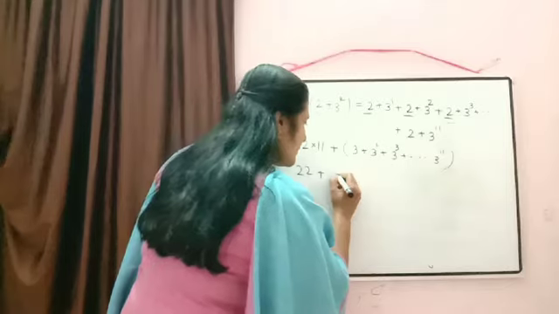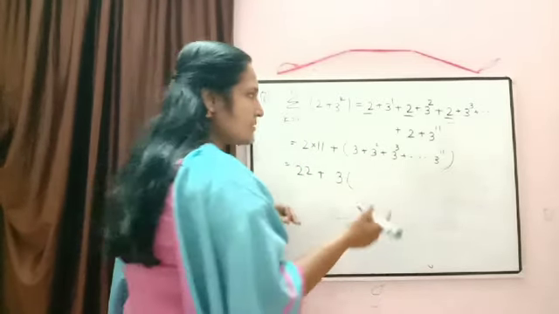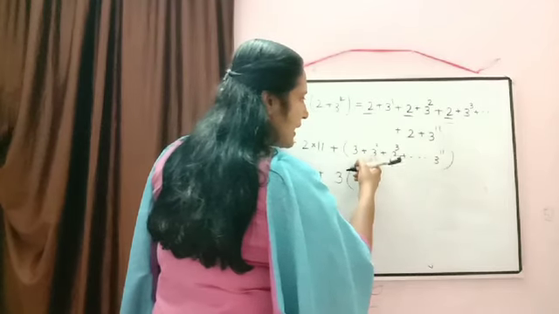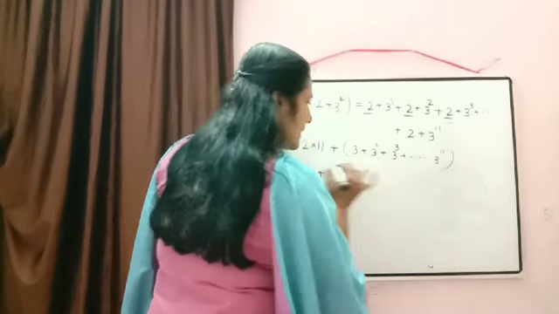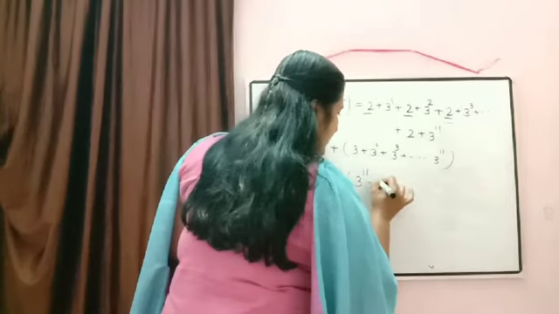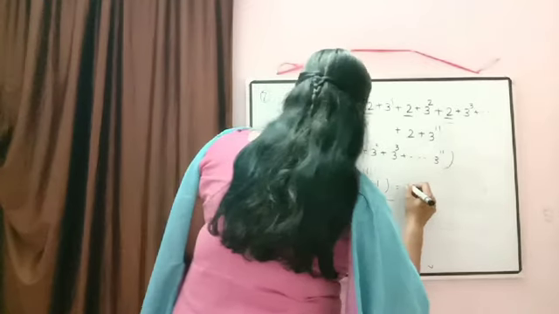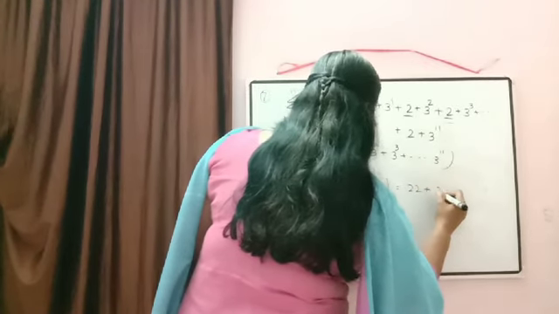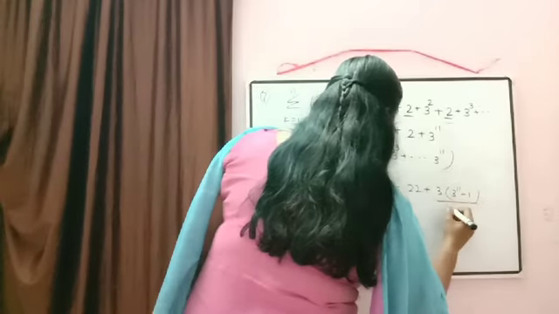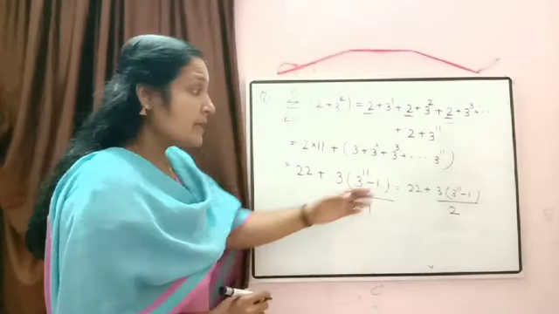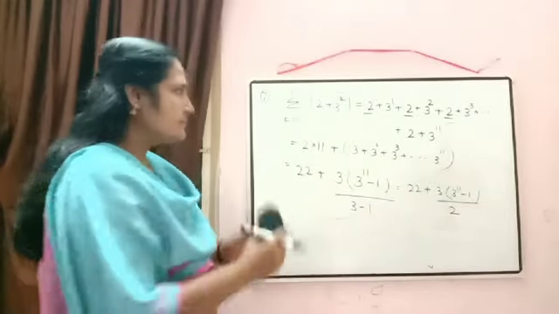Okay, so according to the formula, 3 into r raised to n minus 1. In place of r what do we have? Yes, 3. So 3 raised to n. How many terms are there? 11 terms are there. Minus 1 by 3 minus 1. So we'll get 22 plus 3 into 3 raised to 11 minus 1 by 2. Remaining expression, don't simplify it. Okay. Is it clear?